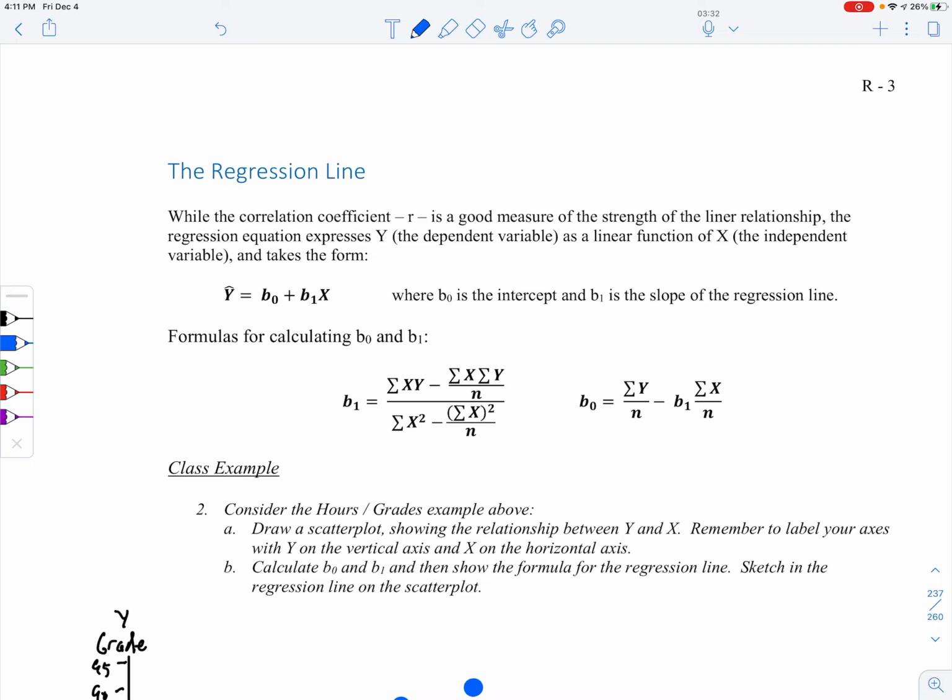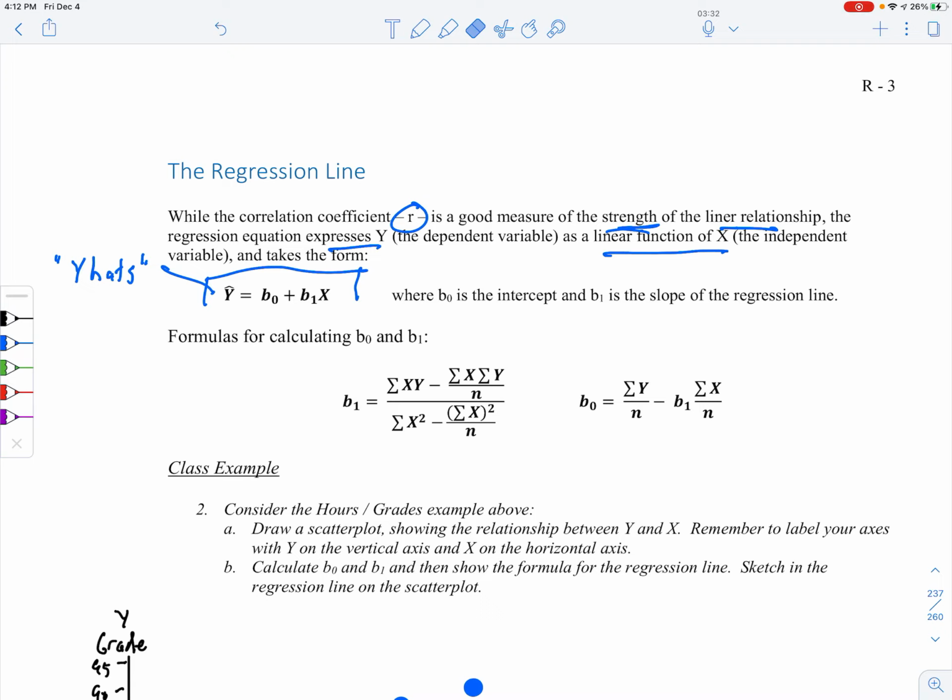Let's continue on here and take a look, on page R3, at the regression line. While the correlation coefficient R is a good measure of the strength of the linear relationship, the regression equation expresses Y, the dependent variable, as a linear function of X. So it looks like this. This is the formula. Now these guys right here are called the Y hats. Statisticians are a practical bunch, and so that's what they call them. You can see that there's a little hat up there.